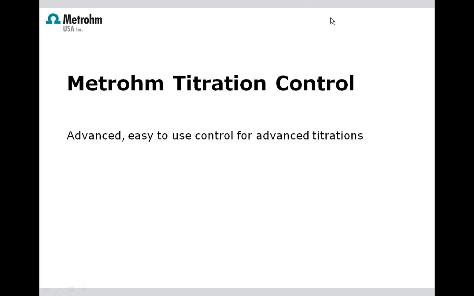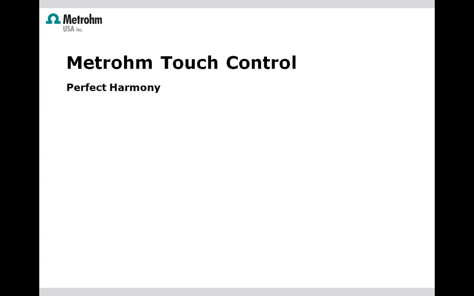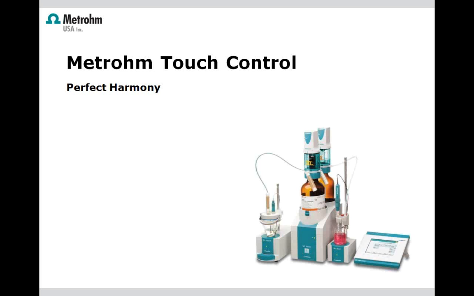And I'm going to give control back over to Frederick here so he can talk some about our advanced titration control. Hi, this is Frederick once more. I'll be speaking with you first on the touch control system. We have a touch controller that is called the Touch Control 900, and its sister is called TI Touch, which is a combined version of the touch control with a titrator. I'll also be looking at the Tiamo 2 software. So I'll start off with the touch controls.